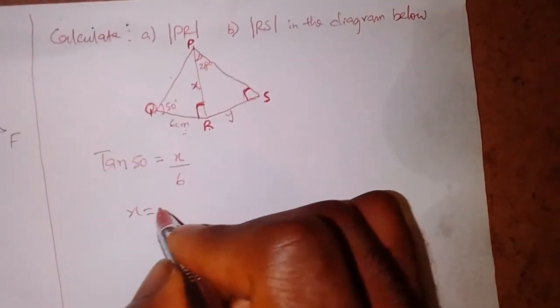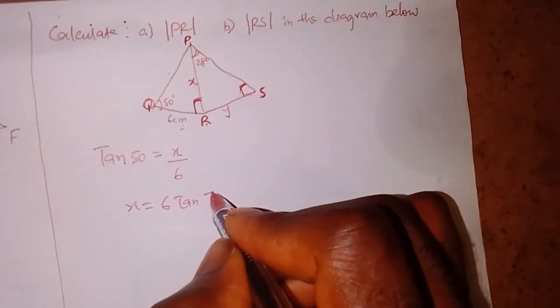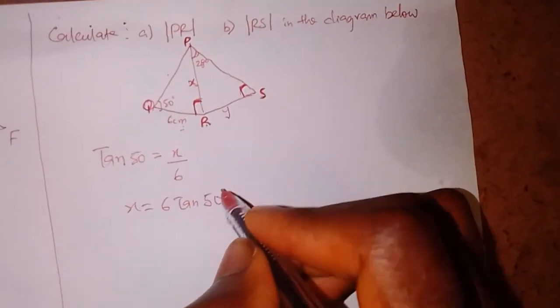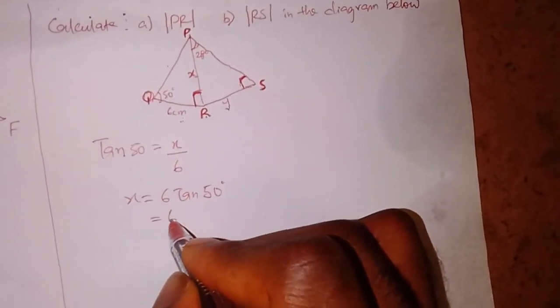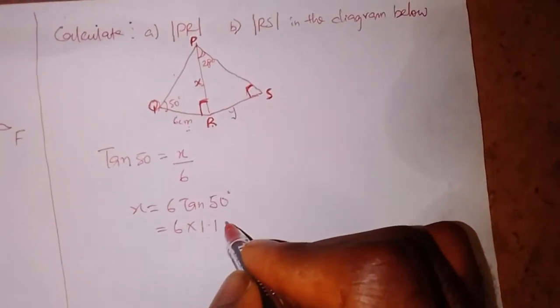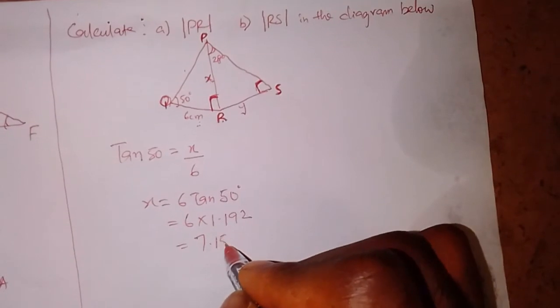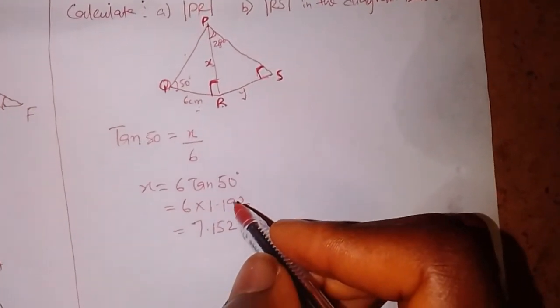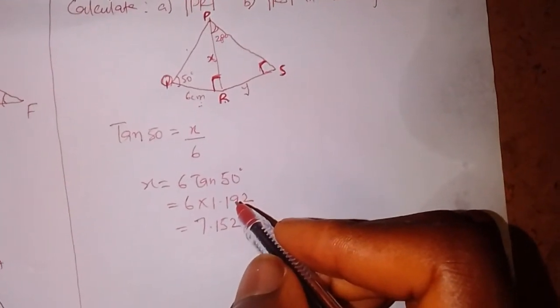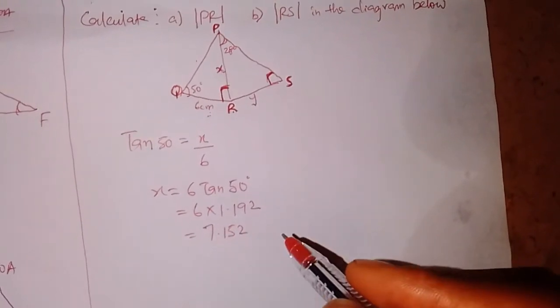Therefore, my X becomes 6 tan 50 degrees, which becomes 6 times 1.192. And my answer becomes 7.152 after multiplying. So that's the value of my X here.